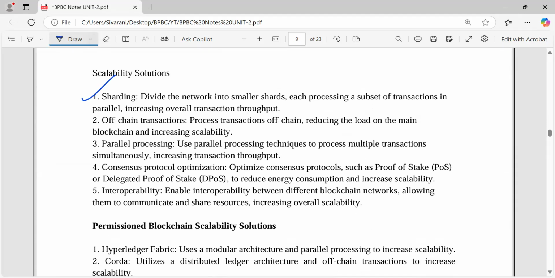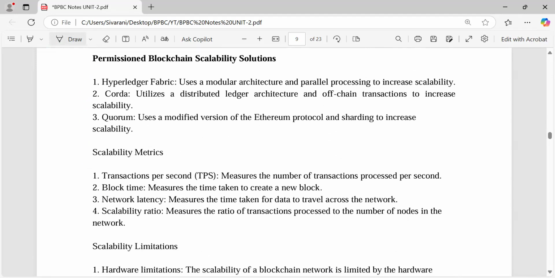We use sharding, dividing the network into smaller shards and maintaining a subset of transactions in parallel, increasing the overall transaction throughput. Next, off-chain transactions, reducing the load on the remaining blockchain, parallel processing, consensus protocol optimization, and interoperability. What are the permissioned blockchain scalability solutions? Hyperledger Fabric increases parallel processing and uses a modular architecture. Corda is a distributed ledger architecture, and off-chain transactions also increase scalability.